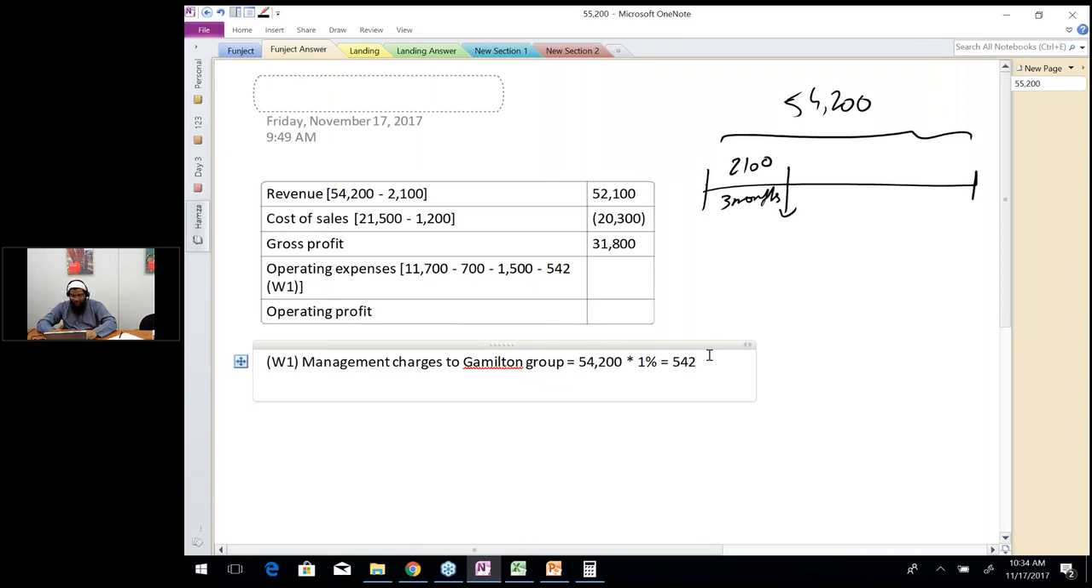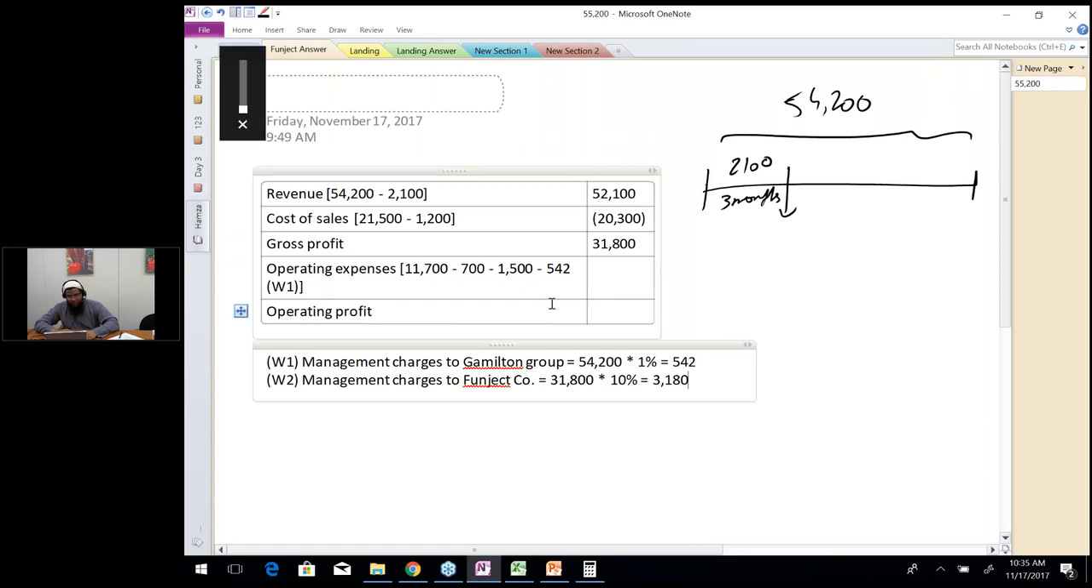So now I'm writing management charges and giving this the name of working number two. Management charges to Funjet company is going to be 31,800 into 10%, which is going to be 3,180. So instead of 542, we are actually adding 3,180 with the reference of working number two.